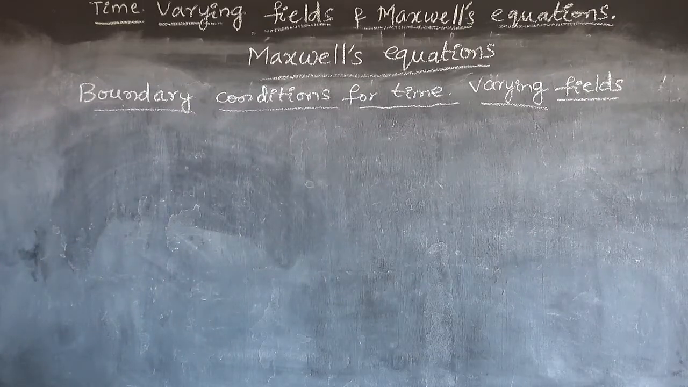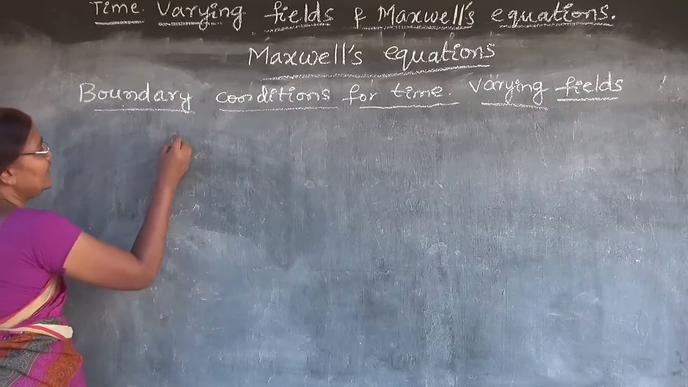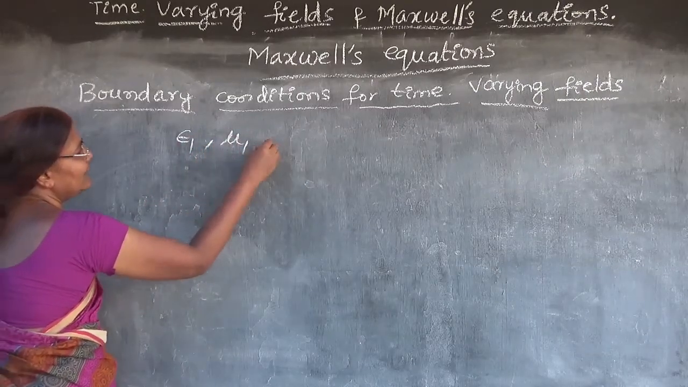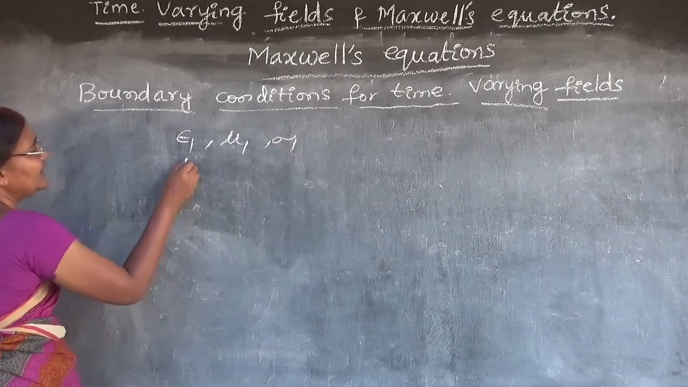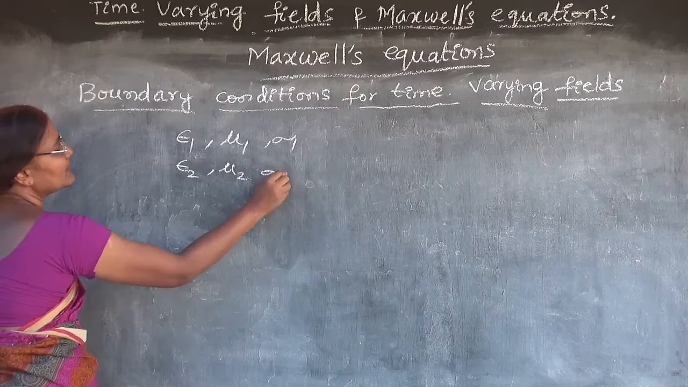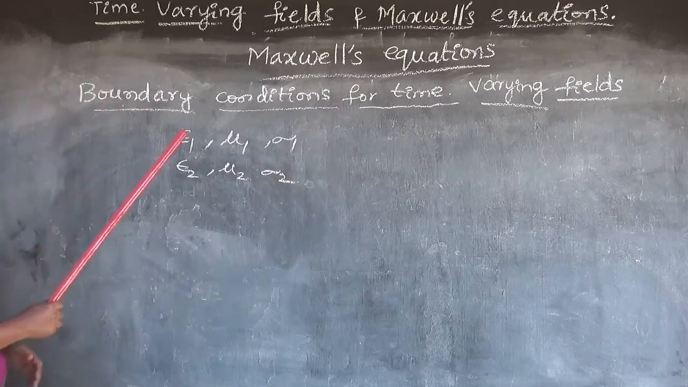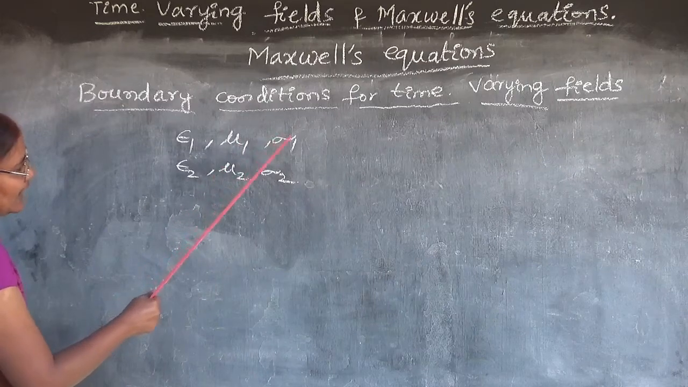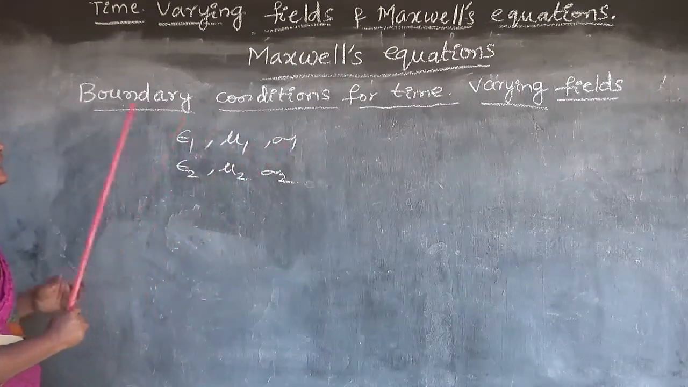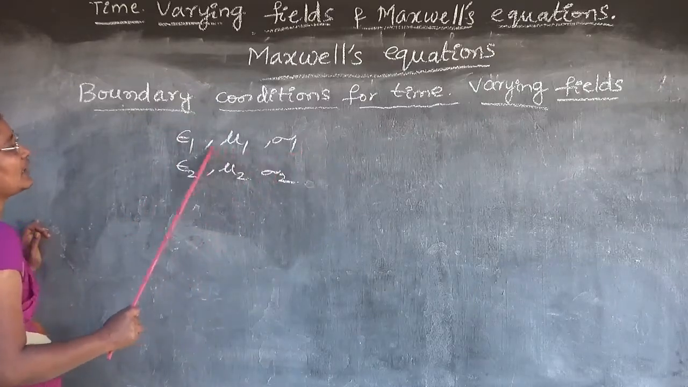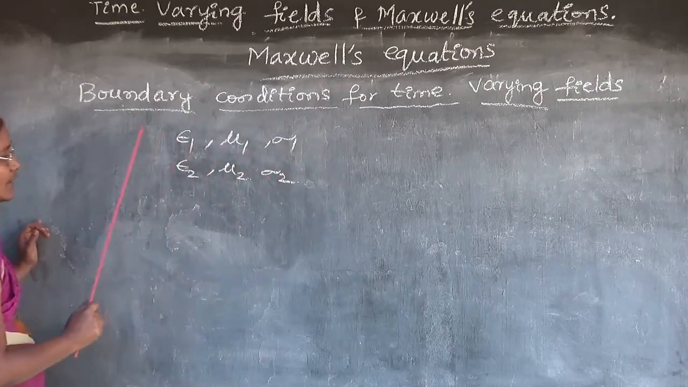Suppose I have two media. Medium 1 has epsilon 1, mu 1 and sigma 1, and medium 2 has epsilon 2, mu 2 and sigma 2, where epsilon is the permittivity, mu is the permeability, and sigma is the conductivity of the medium. All these three are properties of the medium.